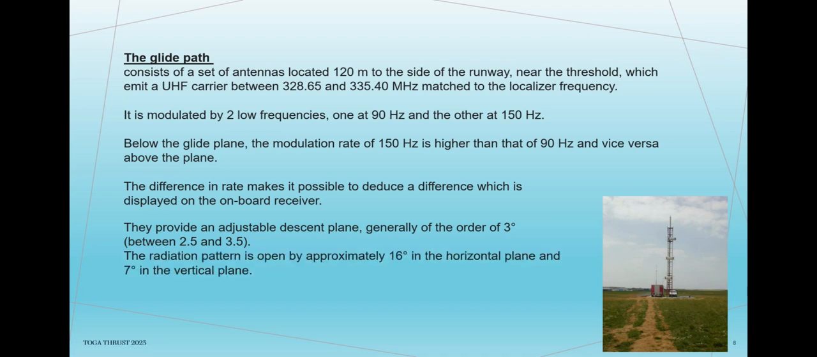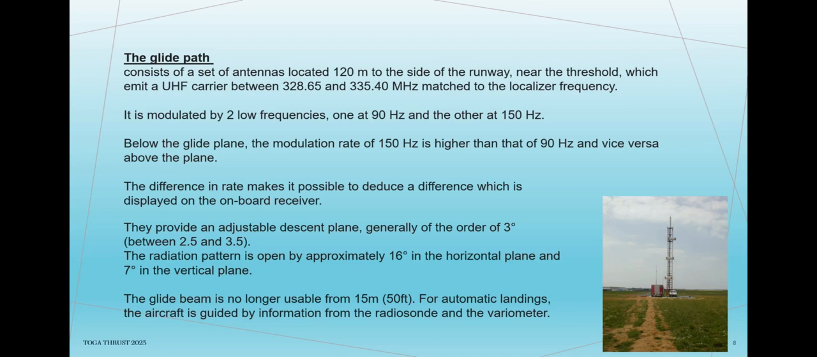The radiation pattern is opened by approximately 16 degrees in the horizontal plane and 7 degrees in the vertical plane. The glide beam is no longer usable from 15 meters, 50 feet. For automatic landings, the aircraft is guided by information from the radio sounder and the variometer.